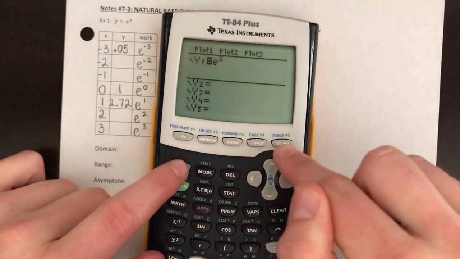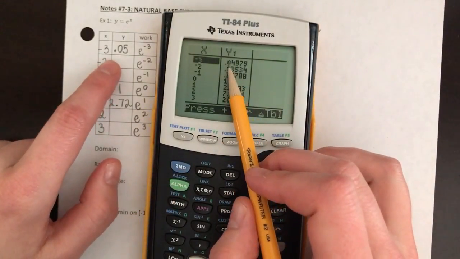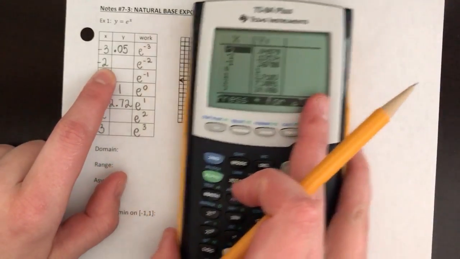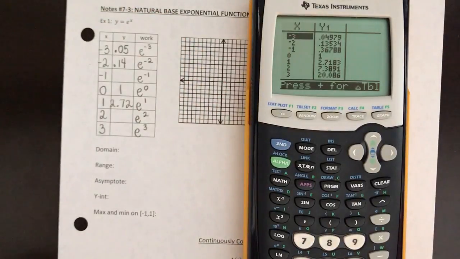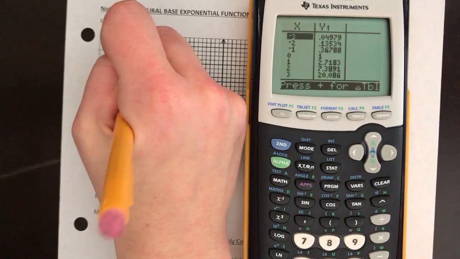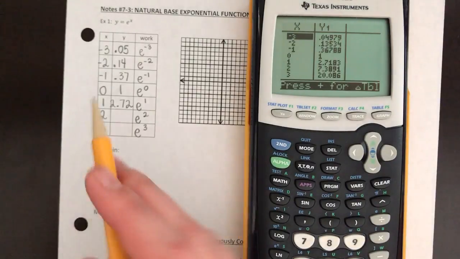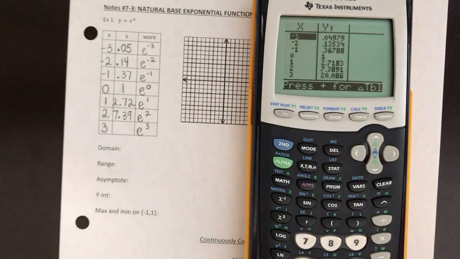Okay, so a faster way than doing this one by one would be to go to the y equals, plug in e to the x, and look at the table. So for -3, it's 0.05. For -2, it's 0.14 if you round. And then for -1, it's 0.37. And then we already knew these two. And then 2 is going to be 7.39. And then 3 is 20.09.